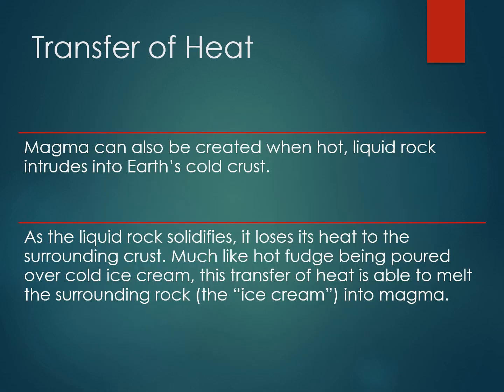Transfer of heat. Magma can also be created when hot liquid rock intrudes into Earth's cold crust. As the liquid rock solidifies, it loses its heat to the surrounding crust. Much like hot fudge being poured over cold ice cream, this transfer of heat is able to melt the surrounding rock into magma.